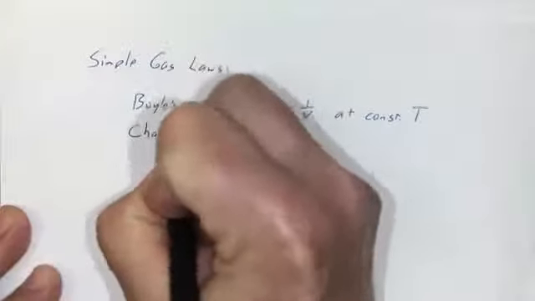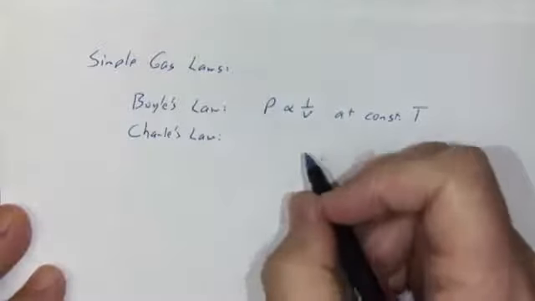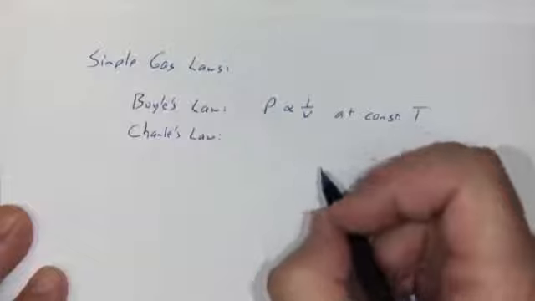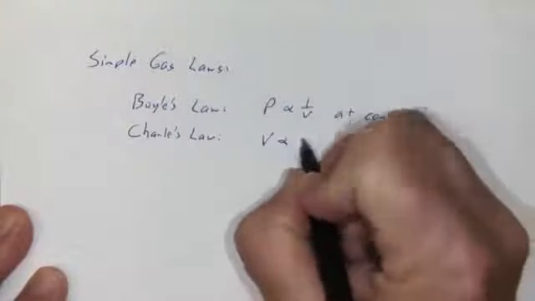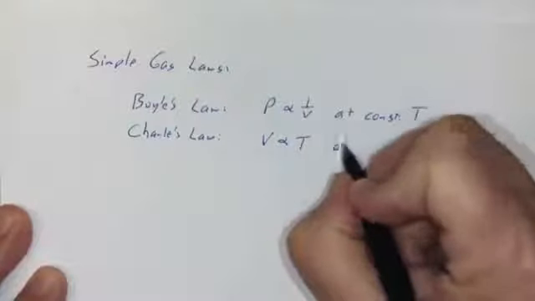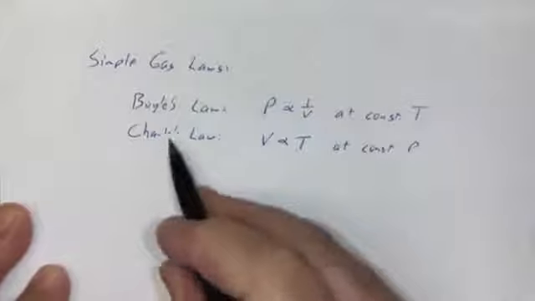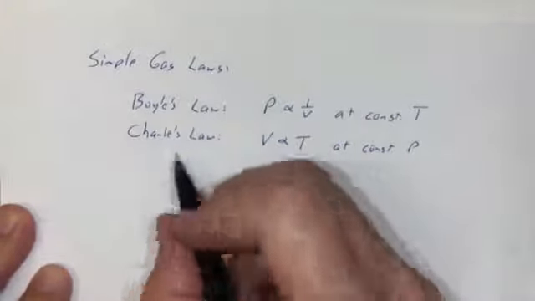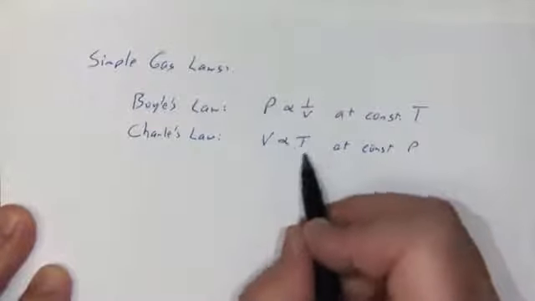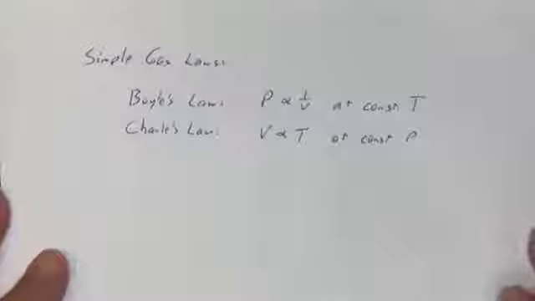Charles's law is the second law that you need to know. Charles's law says that under constant pressure conditions, the volume of a gas is directly proportional to its absolute temperature. This is at constant pressure. The way that I remember this is the story of Jacques Charles. Jacques Charles was a hot air balloonist. He discovered that if you heat up a gas, its volume expands, and that's how a hot air balloon works.